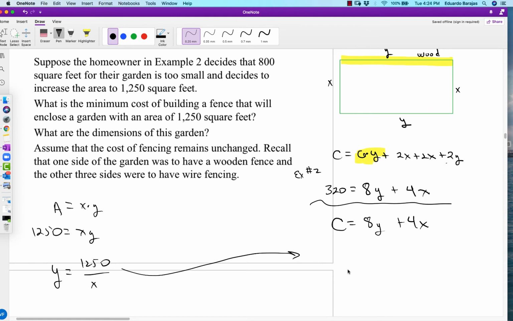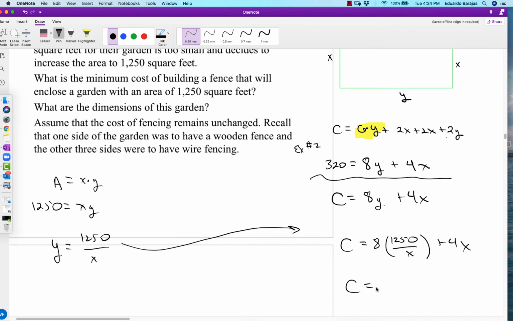And if we take that and plug it in over here, we get that c must be equal to 8 times the new y, which is 1250 divided by x, plus 4x. So we have our new equation. Now if we multiply those two, we get 1250 times 8. 1250 times 8 gets me to 10,000. So 10,000 divided by x plus 4x becomes my new equation that I want to minimize, right? Minimize the cost associated with this equation.